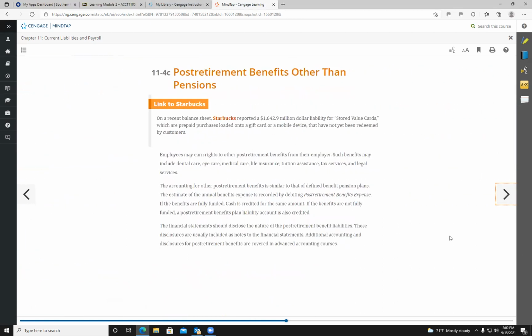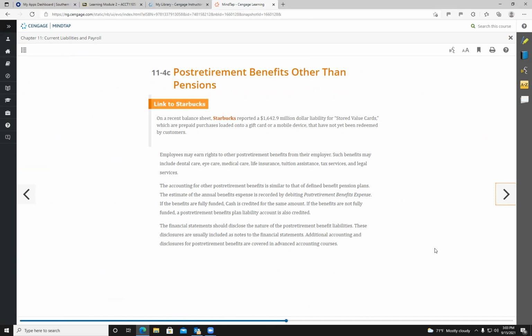So there are some post-retirement benefits other than pensions. Employees may earn rights to other post-retirement benefits from their employer. Such benefits may include dental care, eye care, medical care, life insurance, tuition assistance, etc. All right, so the accounting for other post-retirement benefits is very similar to that of the defined benefit pension plan.